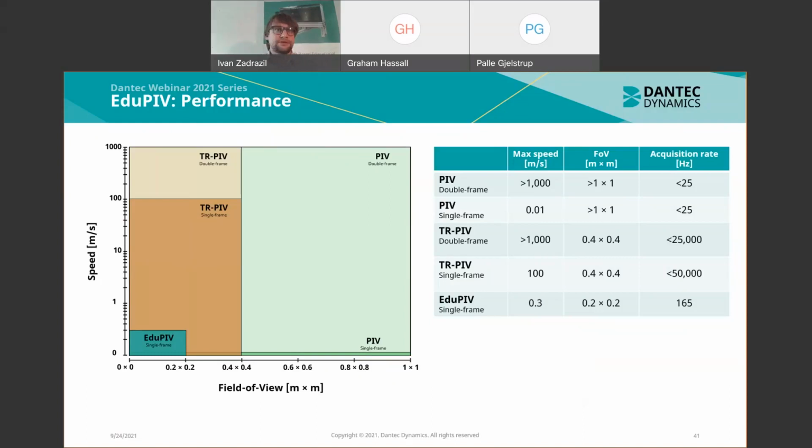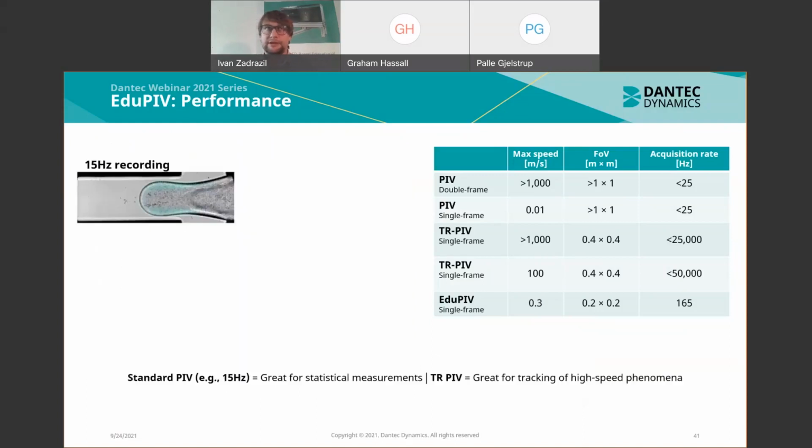The only thing that is not really shown on the plot on the left is the meaning of this acquisition rate. So imagine that we have an experiment where we are looking at droplet detachment, for example in some microfluidic device, and we will record it. Droplet detachment is quite a fast process, and we will record it with a 15 hertz camera. With a 15 hertz camera, we cannot really capture this fast process, so we just get a snapshot of what's going on.